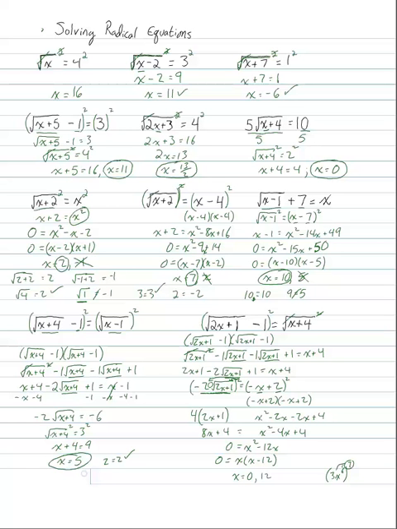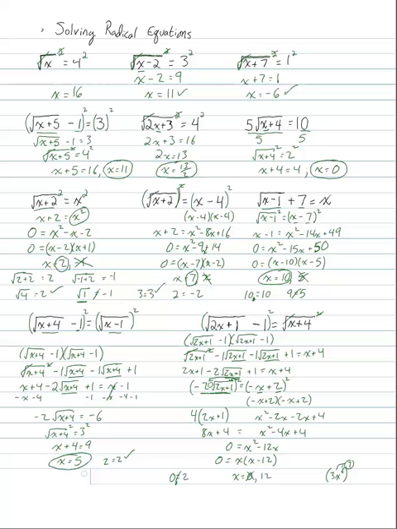If I put in 0, I'm going to get 2 times 0 is 0, plus 1 is 1, square root of 1 is 1, minus 1 is 0. If I put it into the other side, I'm going to get 0 plus 4 is 4, square root of 4 is 2. 0 does not equal 2, so 0 is not an answer.